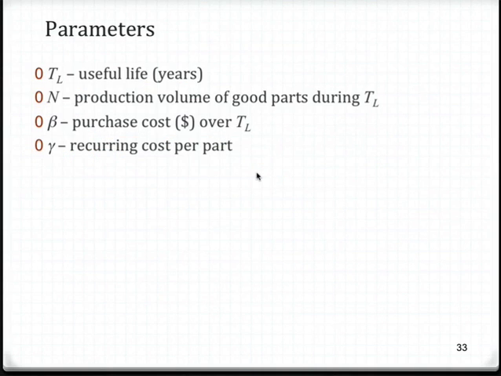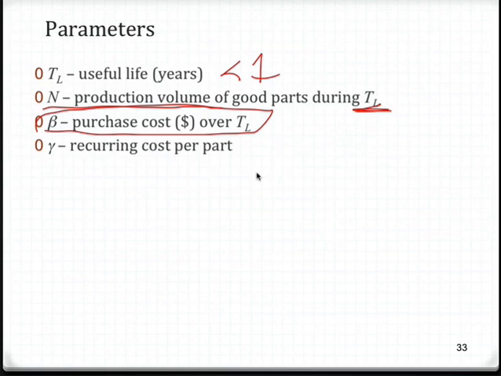We have a very simple model here. We'll have a useful life in terms of years, typically less than 1, for T sub L. And N, of course, is the production volume during T sub L. Beta will be the purchase cost of that particular item over T sub L, and then we'll calculate gamma, which will be the recurring cost per part.